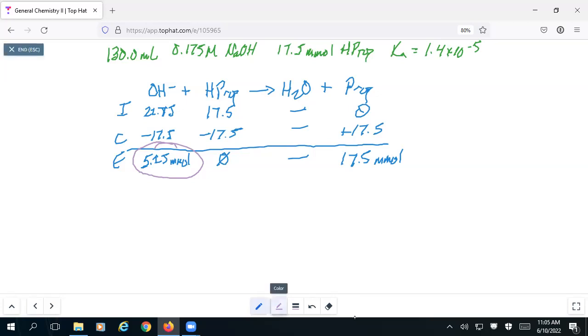So we're going to do kind of the same thing, though. We need to turn this into a molarity. So we're going to divide this by the total volume. Remember, this was 50 milliliters. So 50 plus 130 is 180 milliliters. So the concentration of hydroxide is 5.25 divided by 180, which is 0.0292 molar.